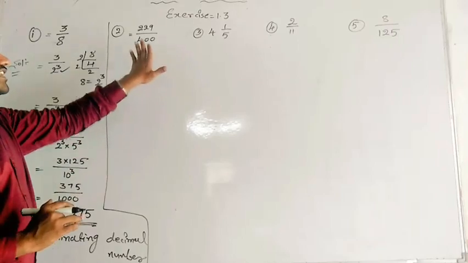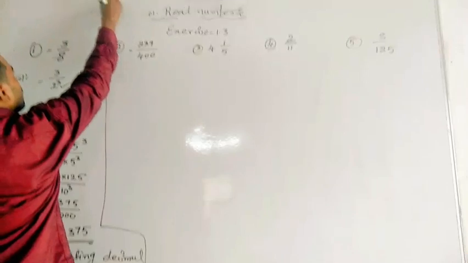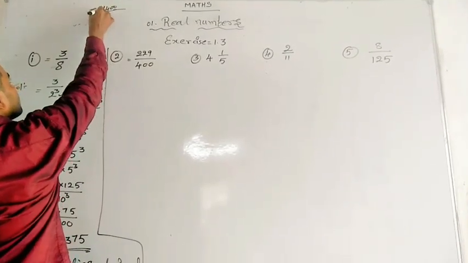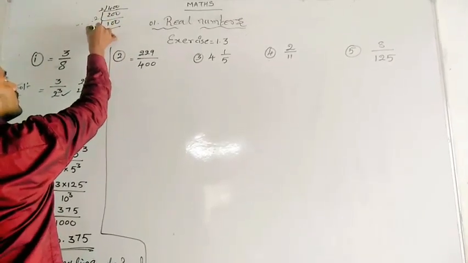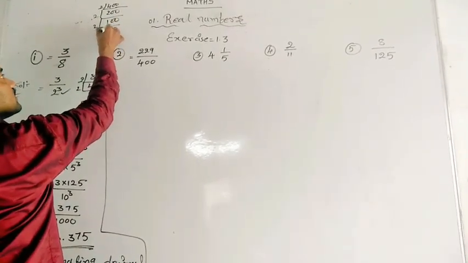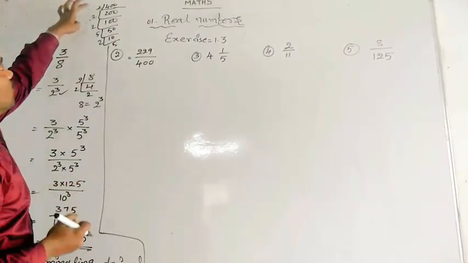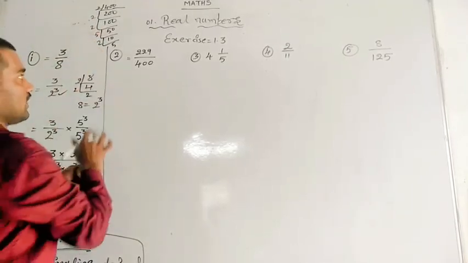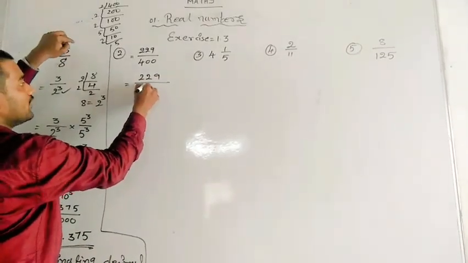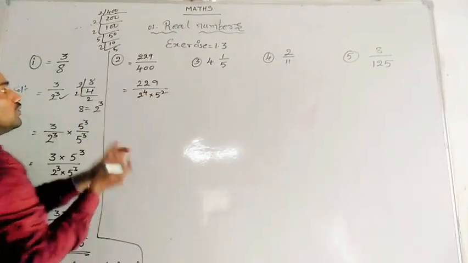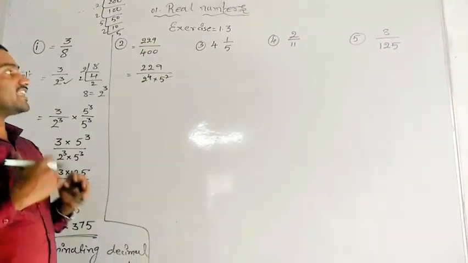Now for the next one, let us find the factorization of 400. Let us factorize this 400. 2 twos are 200, 2 hundreds, 2 fifties, 5 tens, 2 fives. Hence we get 2 to the power of 4 and 5 square. So we can write 229 by 2 to the power of 4 into 5 to the power of 2. This is the prime factorization of 400. And see, let us write it.